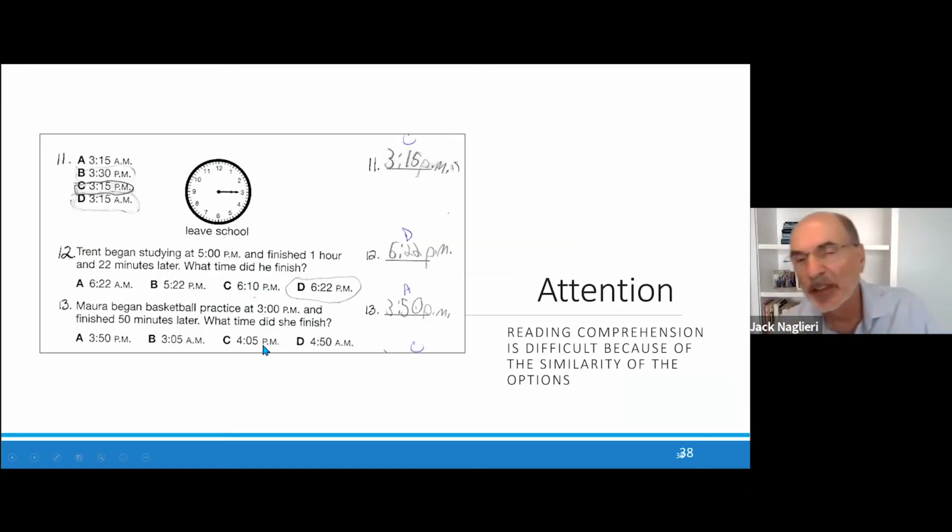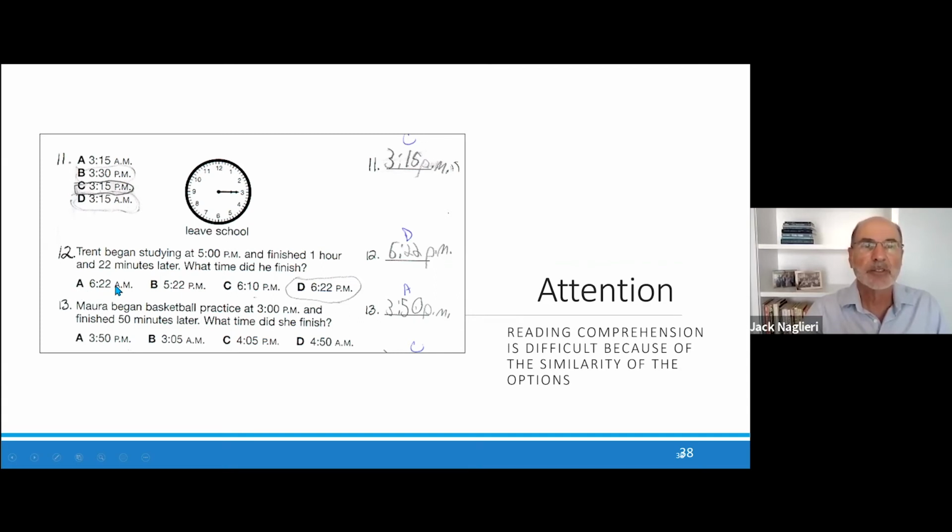But here's the interesting thing. Actually, this is Jack Jr.'s homework. I was checking it one night after dinner, and I glanced at the first problem and saw that Jack chose option D, and I said, Jack, the answer is A, 6:22.